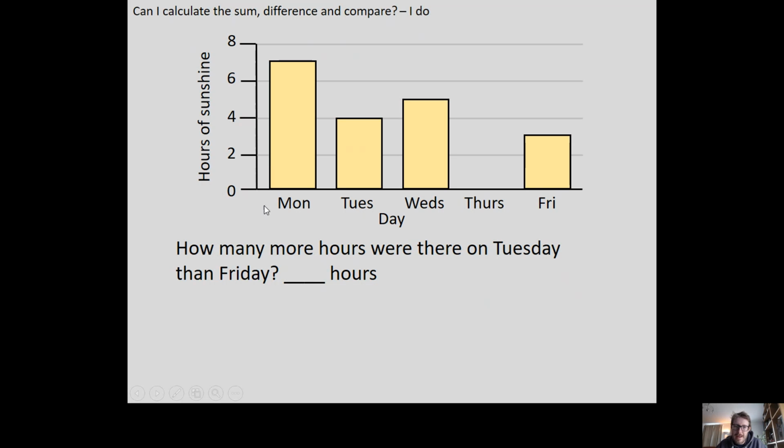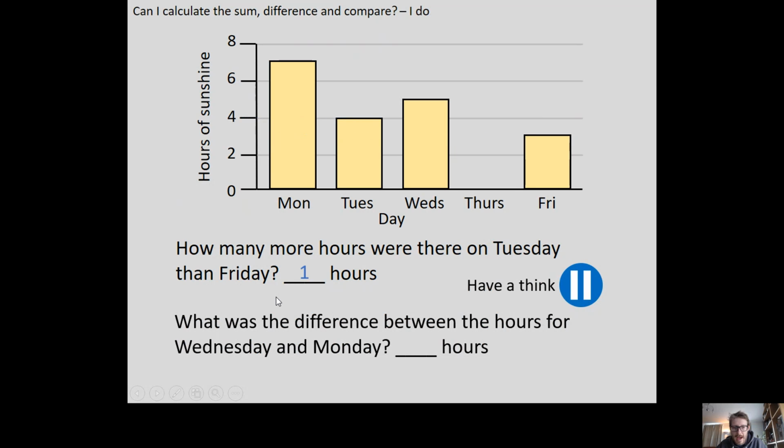First, we need to understand how many hours there were on each day. So on Friday, there was 1, 2, and it goes up in scales of 2. So halfway between 2 and 4, this is going to have to be 3. And then in this one, it's Tuesday's on 4. So how many more hours were there on Tuesday than Friday? There was 1 more hour on Tuesday than Friday. So measure them across, find the difference between the two. The difference between 4 and 3 is 1.